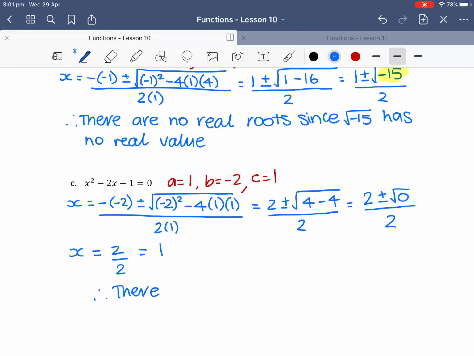So there is one equal root. Because we have only one value, it works for any value of x, and there's only one of them, and so we call it an equal root because the positive and the negative version give 1.